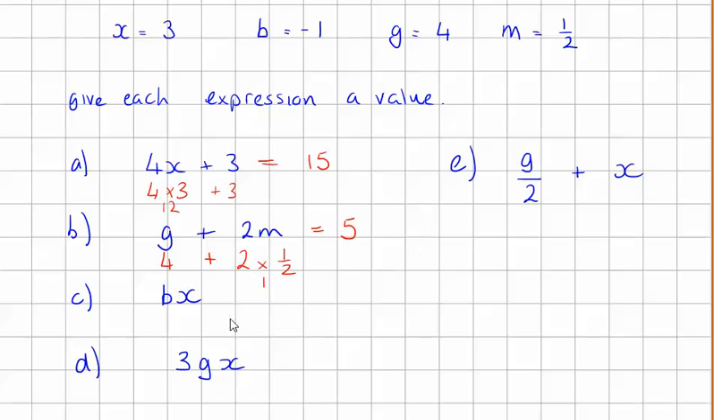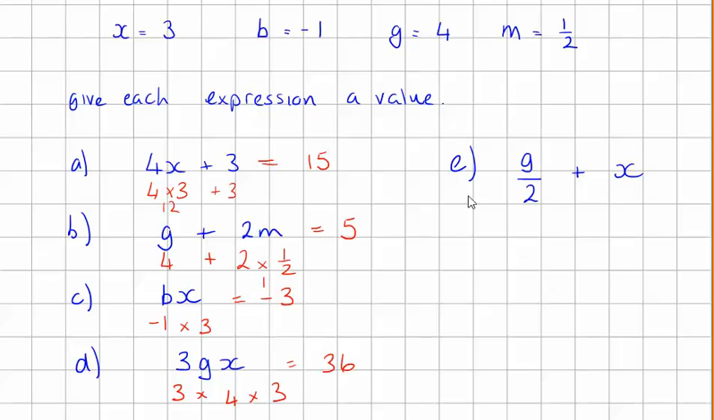Right, Jaina will have this one. So this is bx, b times x. So b equals -1 and x equals 3, so the answer would be -3. Congratulations. Seraphina, would you like to do 3gx? So we have 3 times 4 times 3, and that's 36. So the answer is 36. Well done.